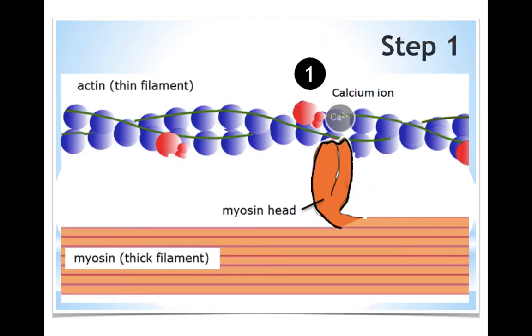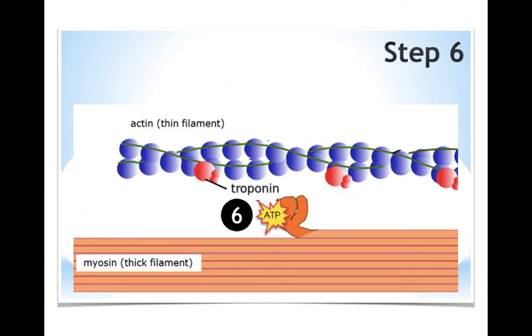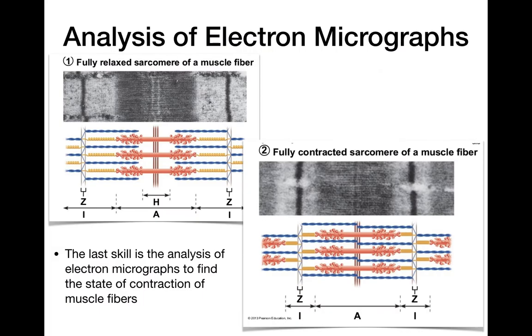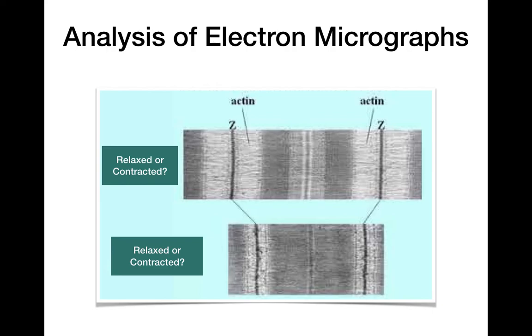So we went through these step by step in a group. You should also look at electron micrographs. This is a more likely kind of question I'm going to give you, to look at some diagrams to analyze. So here we have a relaxed sarcomere, and here we have a contracted sarcomere. You can tell by the distance from the Z lines over here to the M line in the middle. This is much closer, this much further apart. And again, we have a relaxed and contracted muscle fiber.